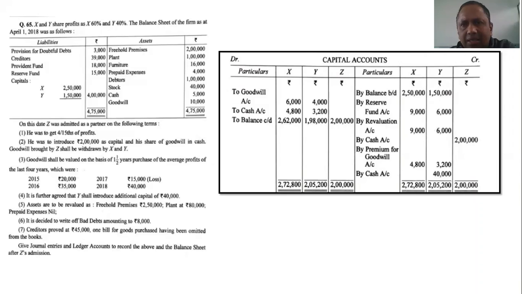The total of the X capital account is 2,72,800. That is subtracted by 10,800 and the balance is 2,62,000. In the same way, the total of the Y capital account is 2,05,200. Subtracted by 7,200, the balance is 1,98,000. And the Z capital account total is the same, 2 lakh and 2 lakh. This balance of the partners' capital accounts is transferred to the balance sheet.